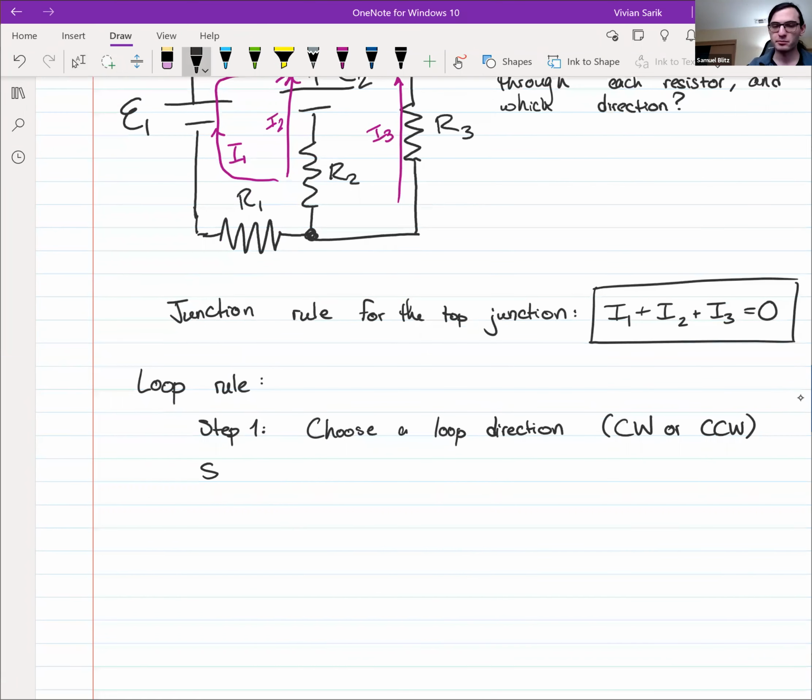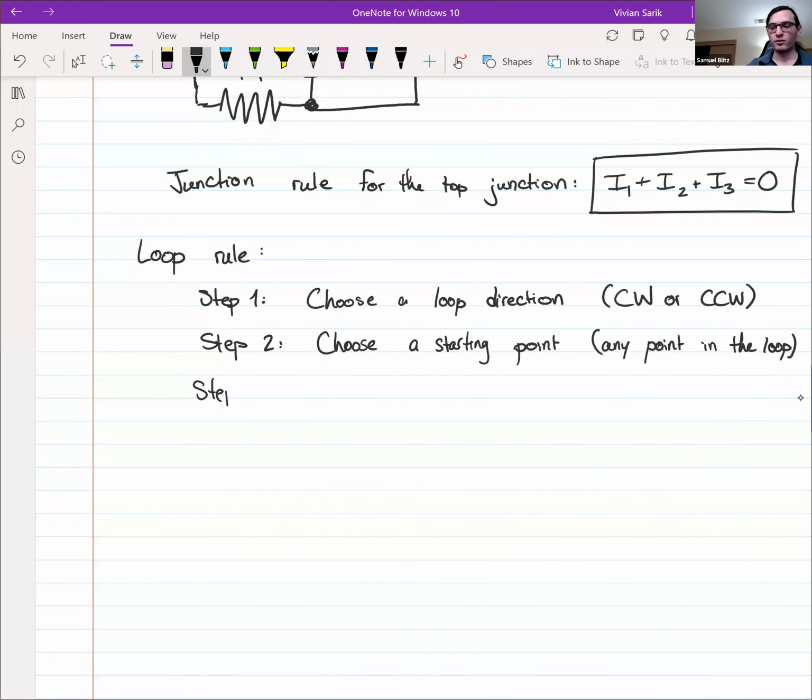Step 2, choose a starting point. You just need to pick a place on the loop that you're starting from, that you then walk along until you get to the end. Really, you can choose any point on the loop, but it has to be in the loop. You can't pick a starting place that's not in the loop that you're interested in. Step 3, I'm going to put walk in quotes. You walk around the loop, adding up voltage changes as you cross them.